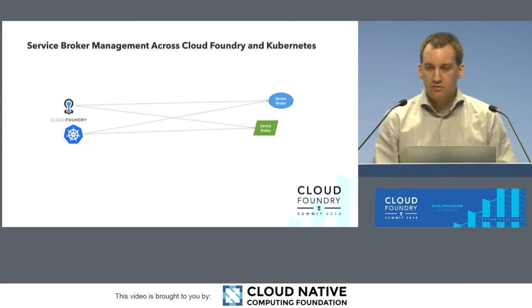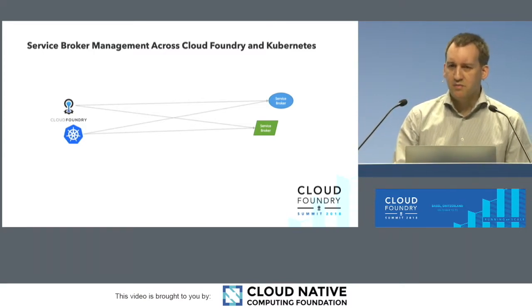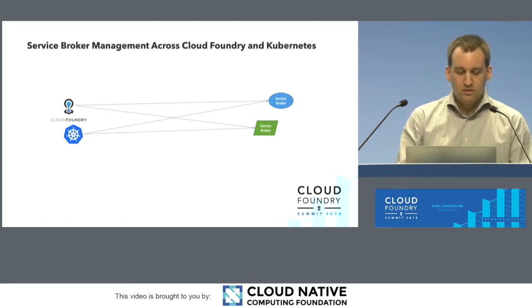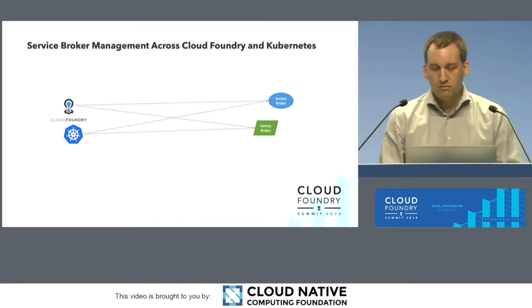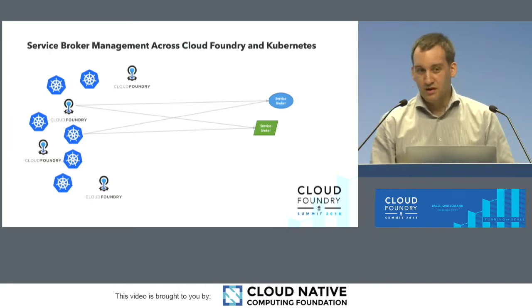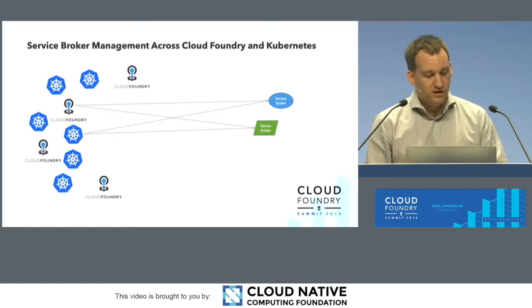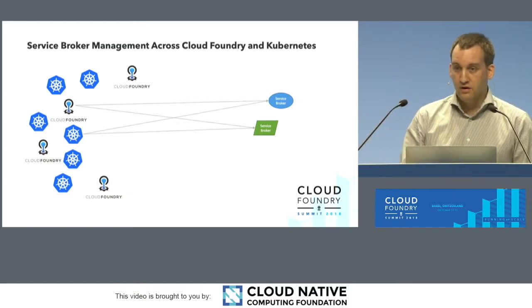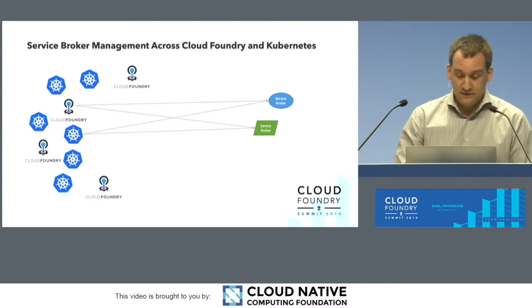Let's add Kubernetes to the picture. Also, not a big problem because it uses the same API. It's the Open Service Broker API. So the service catalog in Kubernetes can use the same brokers. No problem. So now let's add a few more platforms to the game. So when we're talking about the SAP Cloud Platform, well, we have thousands of Kubernetes and Cloud Foundry instances running. So yeah, just a few on the slide.